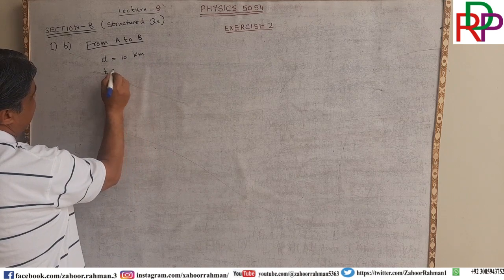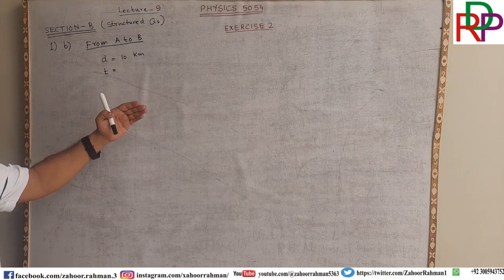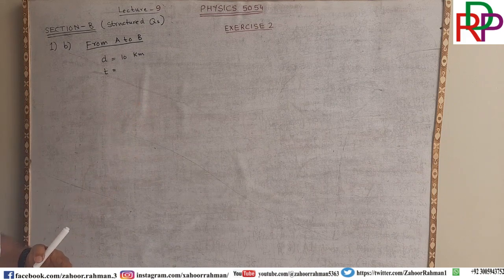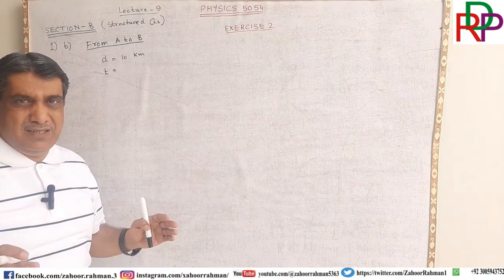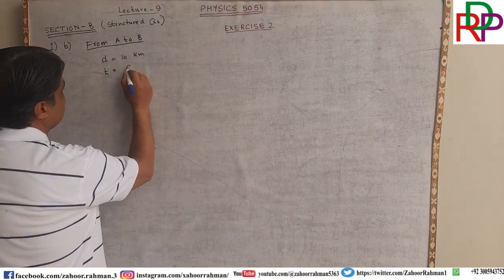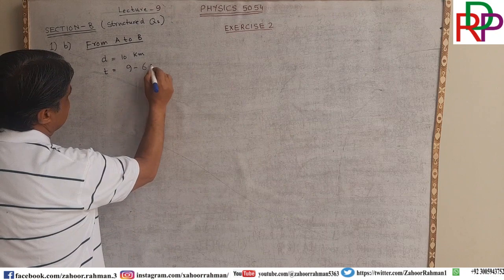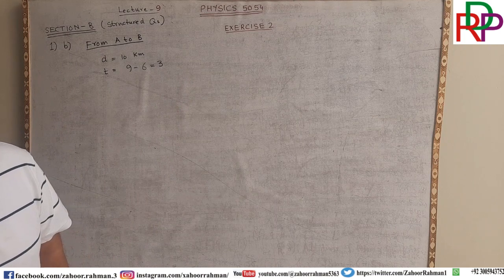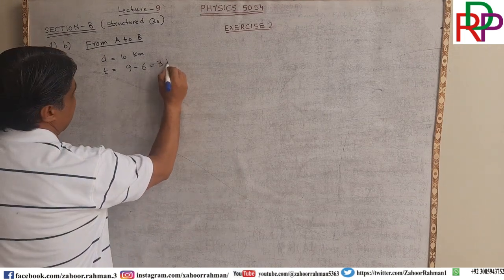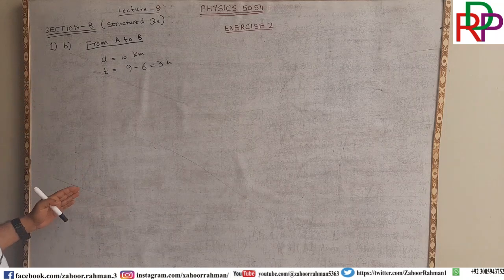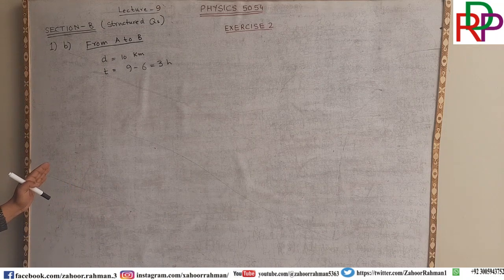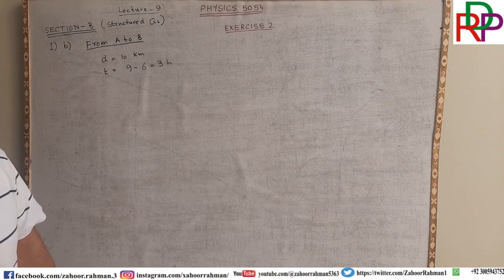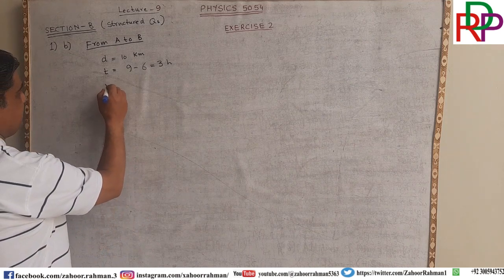Now the time taken is from 6 a.m. to 9 a.m. It is given in the book. So time means 9 minus 6, which is equal to 3 hours. Yes, from 6 a.m. the cyclist started its journey, and till 9 a.m. we have to find the average speed.